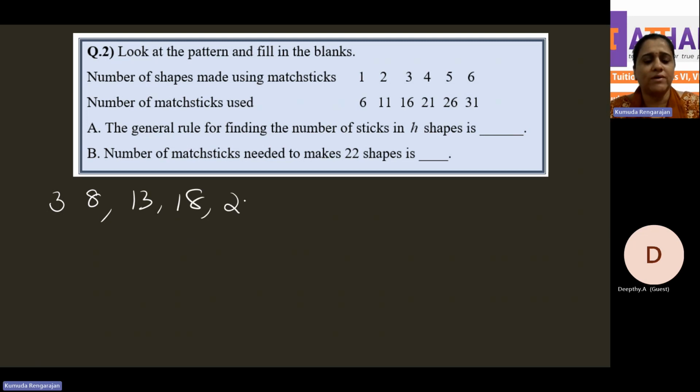Yeah, I want this correctly from everybody. Oh, I forgot to put a comma. Thank you, Santosh. I forgot to put a comma. Mom, I know the answer. 5n minus. Very good. Deepthi, what's the rule? Mom, 5n minus 2. Very good.